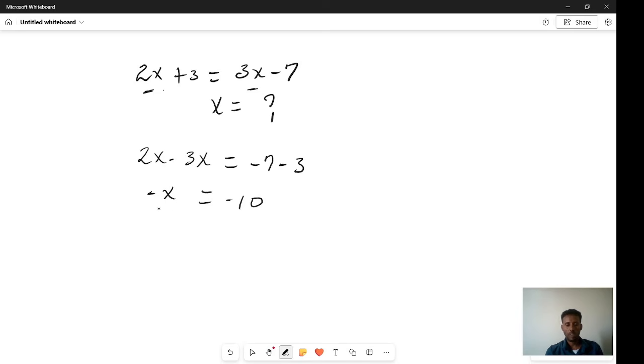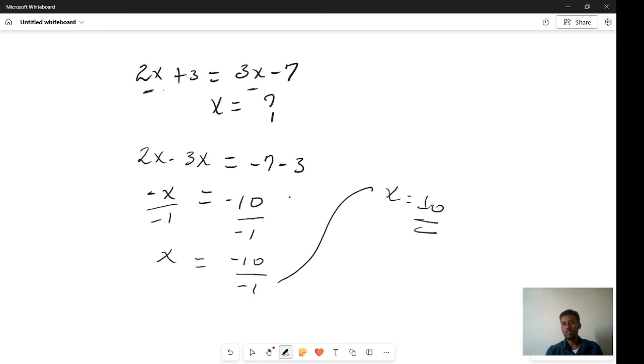So to get the value of x, divide by minus 1. Divide by minus 1. x is equal to minus 10 over minus 1. x is equal to 10. So the value of x is 10.